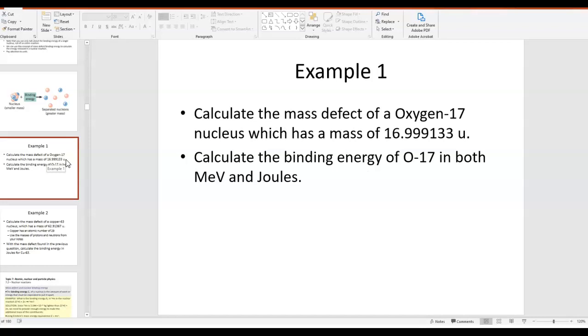Now, just to do a quick example, take a look at example 1. Example 1 says calculate the mass defect of an oxygen-17 nucleus which has a mass of, I'm not going to read that number out loud.